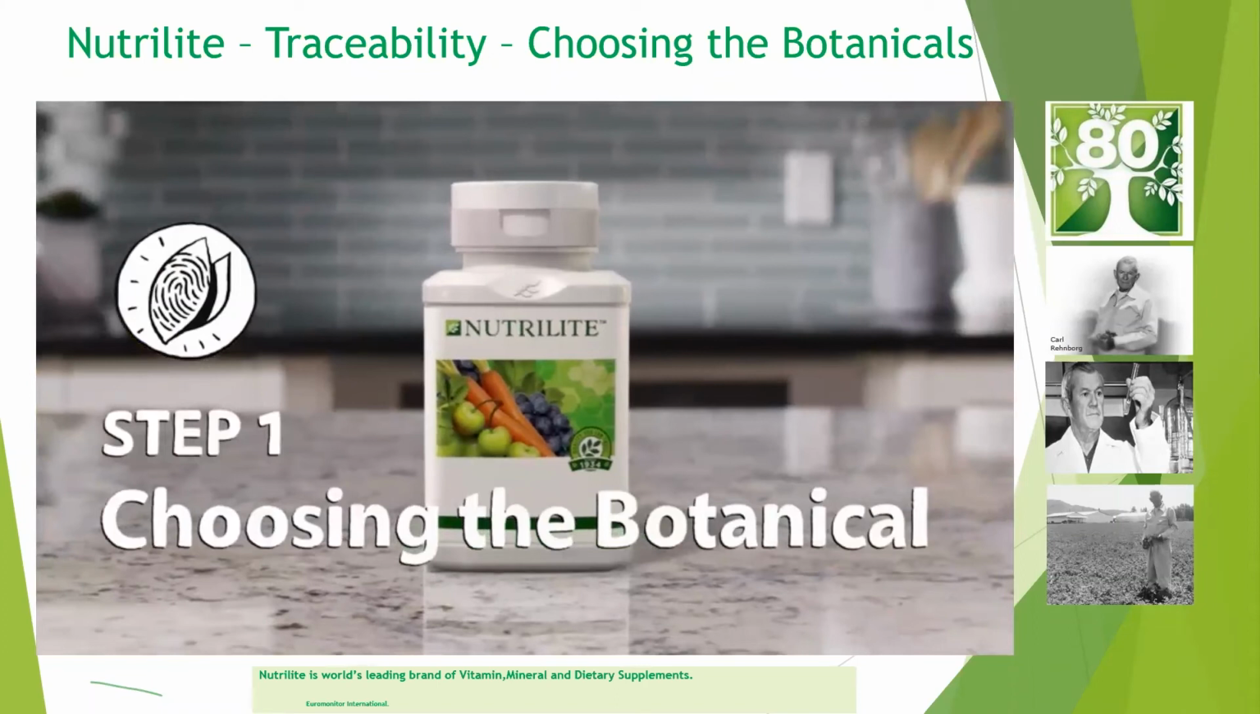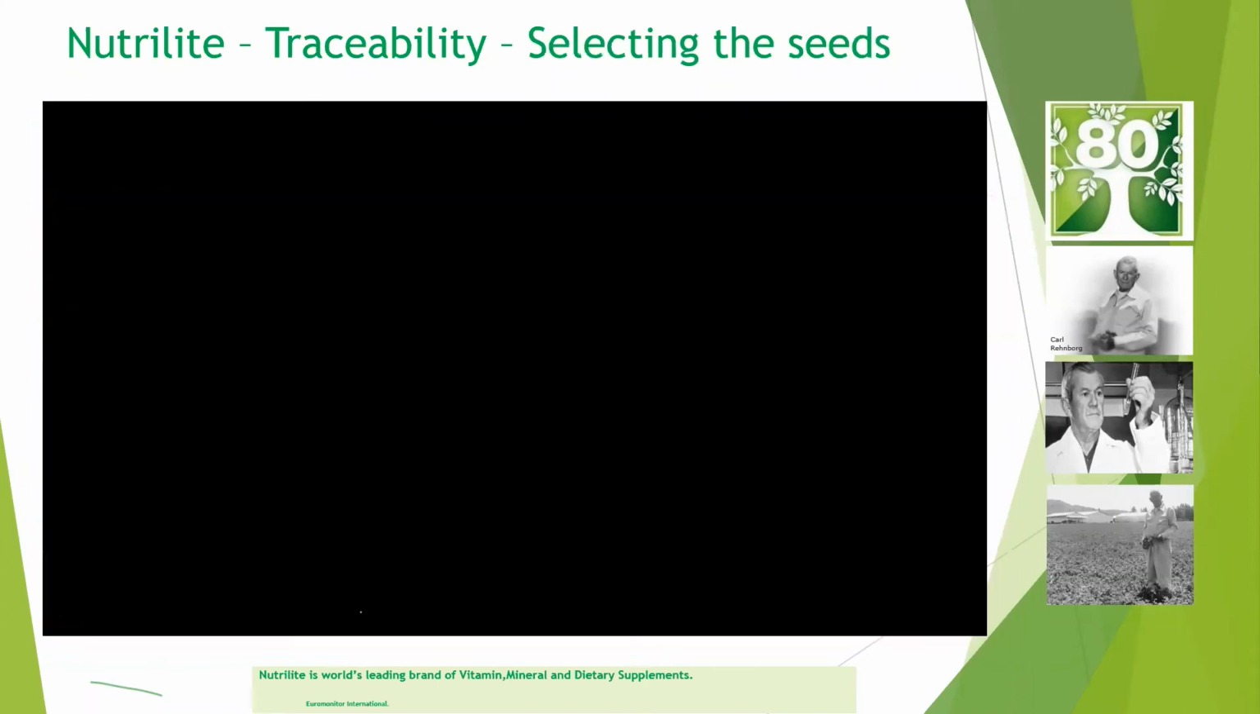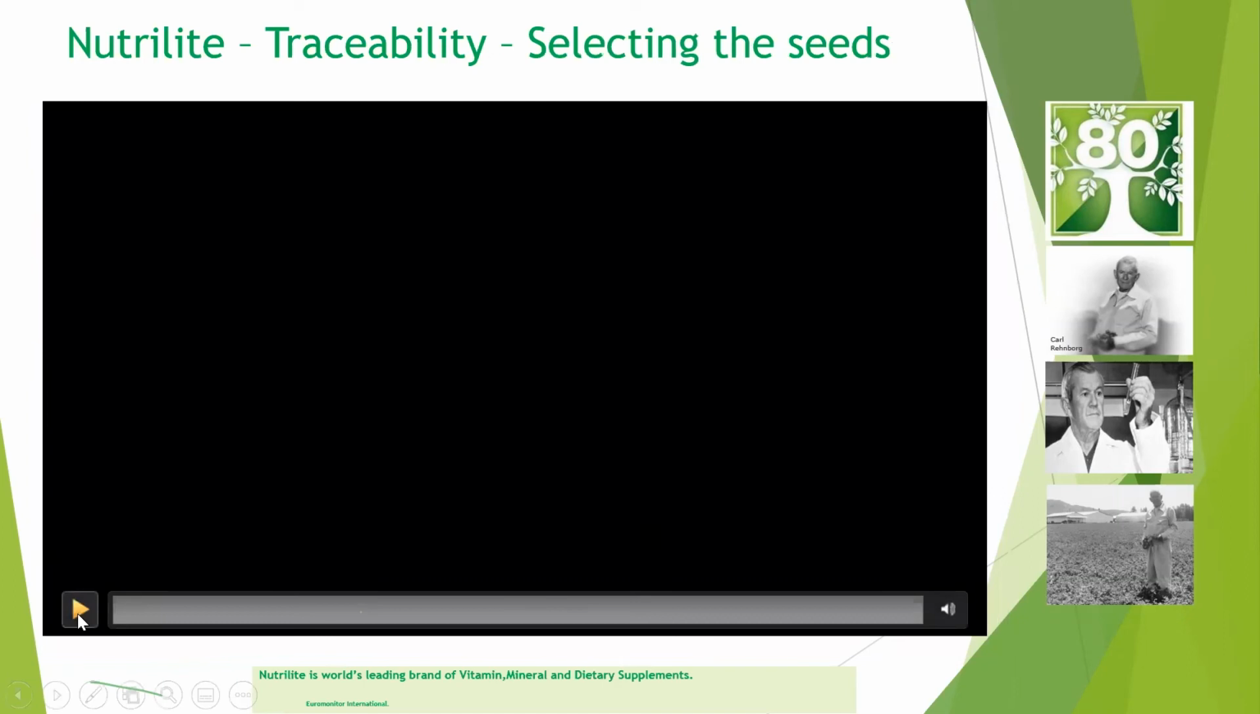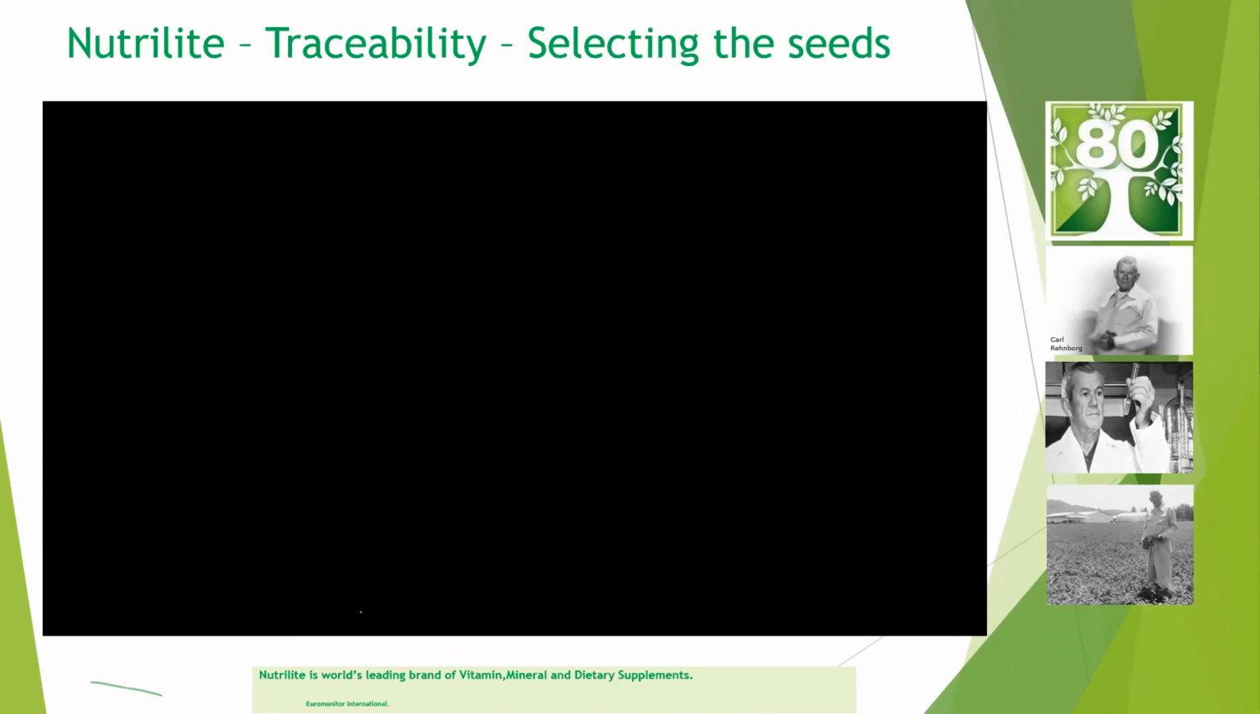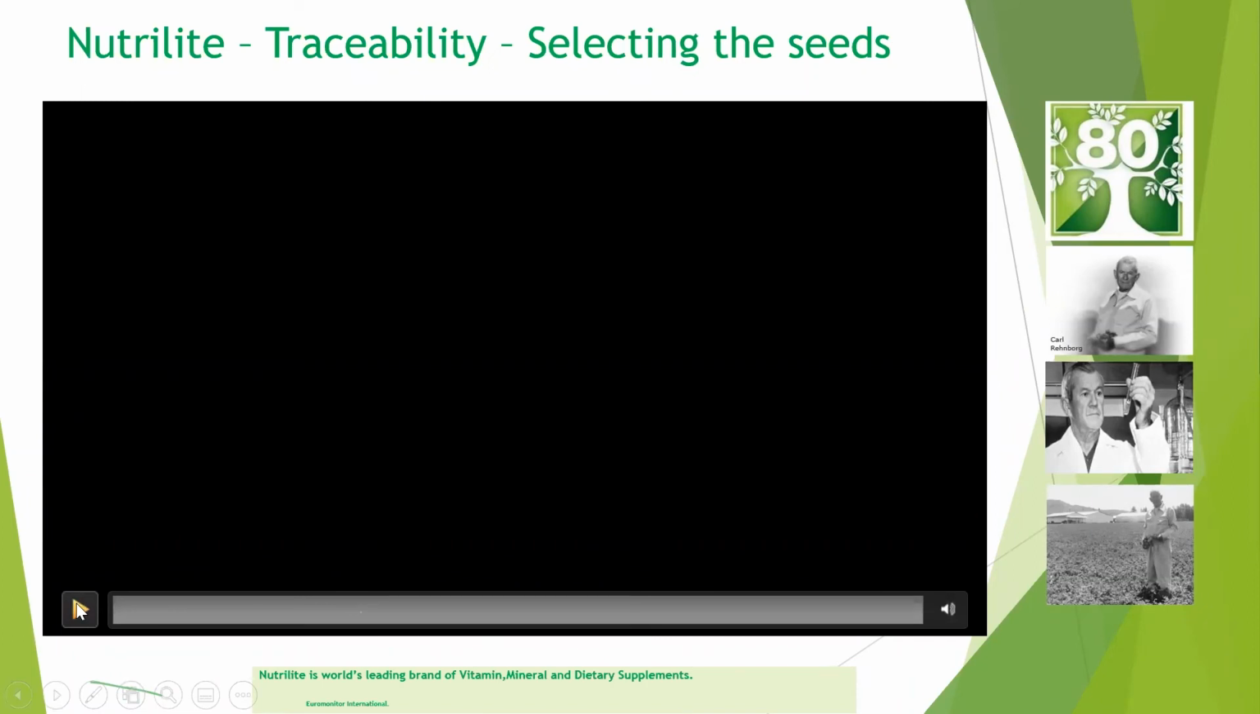Wow, so that was choosing the botanical. Next is selecting the seeds. Very important. Now you know what plant you are going to use as an extract. It's important to make sure that the seeds of those plants are healthy. They are not genetically modified, right? They are natural. They are the best species.